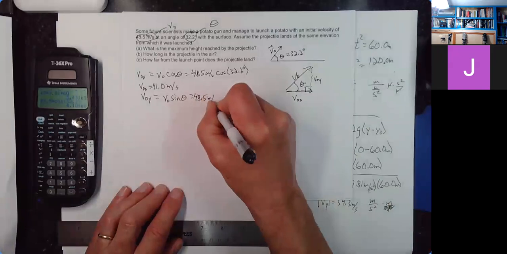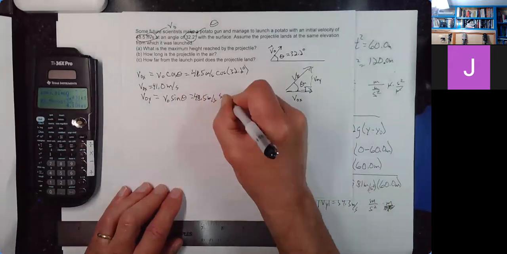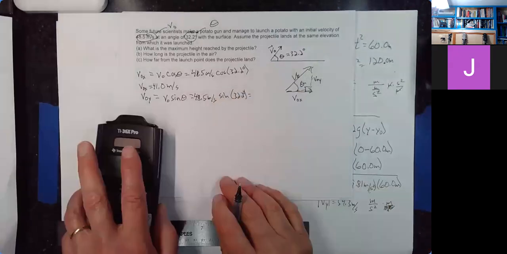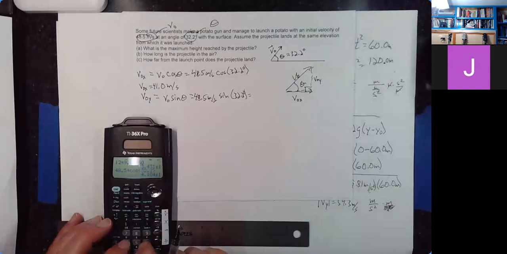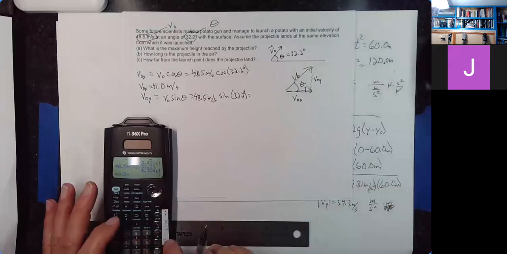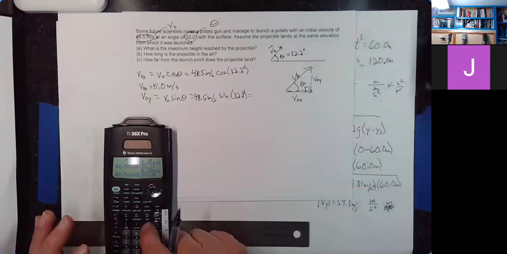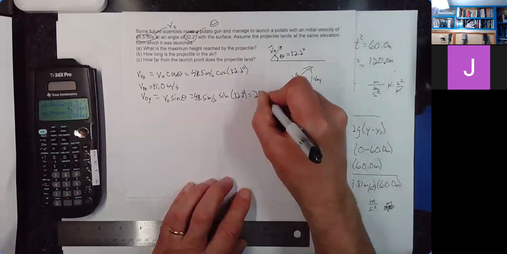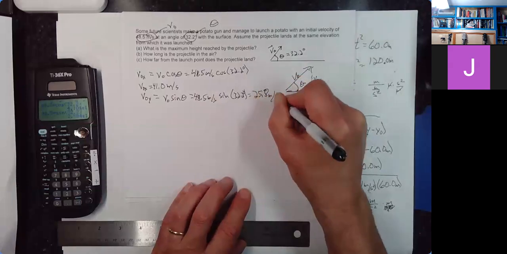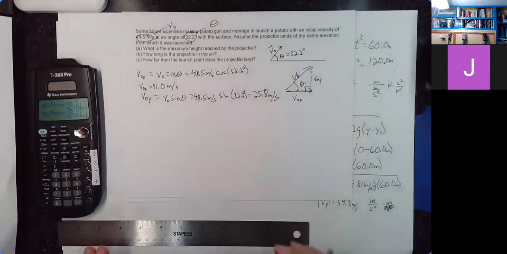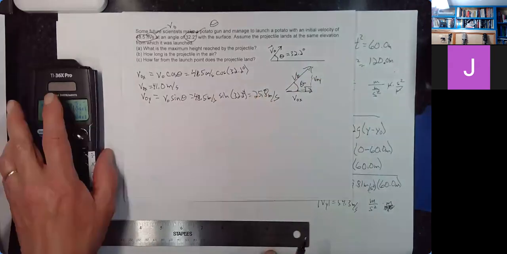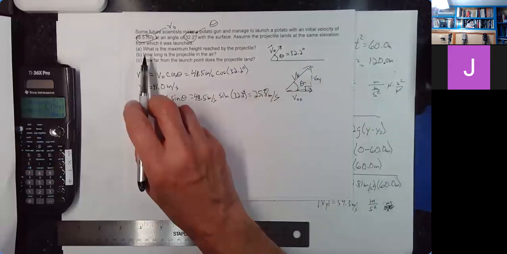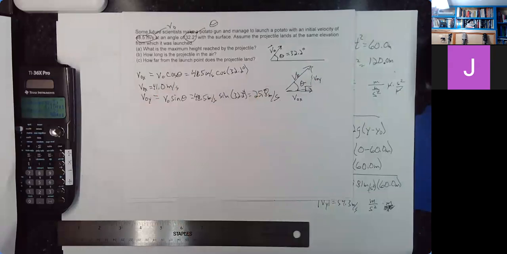48.5 meters per second times the sine of 32.2 degrees, and that'll just equal something else. 25.8 meters per second. Okay, so that's close enough on those things. Well, I can only keep 3 significant figures. Now, first question asks, what is the maximum height reached by the projectile?